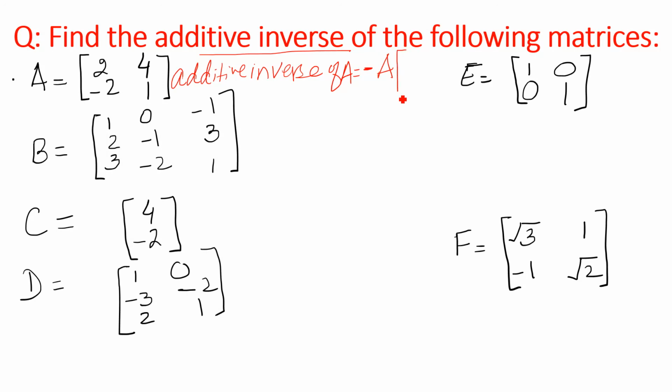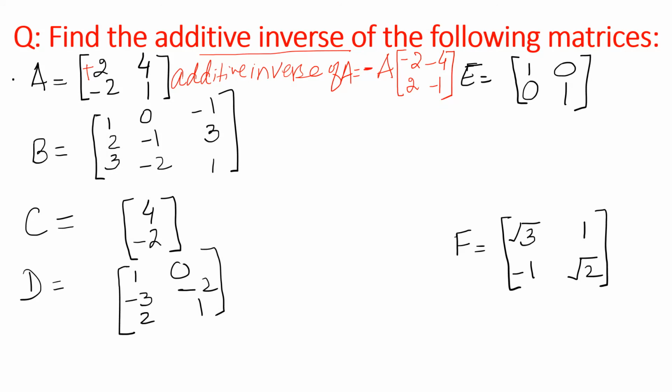Just change the sign. If there is no sign, it means it is positive. But for negative, yes, you have to write down the sign. You have to mention the sign. So just change the sign. This one is negative, make it positive. It will be negative. So this is the answer.